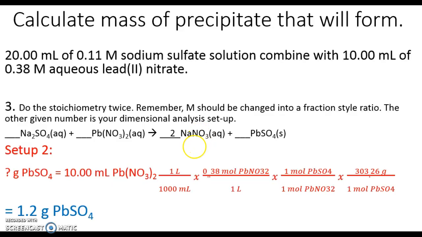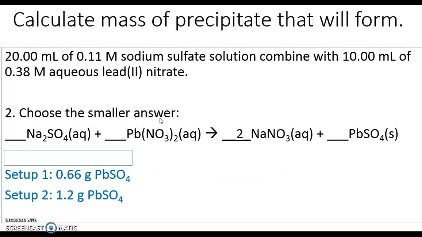And again, I use 2 significant figures. 10.00 has 4, 0.38 has 2. I round my answer to the smaller number of sig figs. So when I compare my two answers, setup 1 gave me 0.66 grams of lead 2 sulfate. Setup 2 gave me 1.2 grams of lead 2 sulfate. So I'm going to choose the smaller answer, which is the 0.66 grams. And therefore, the sodium sulfate is my limiting reactant.